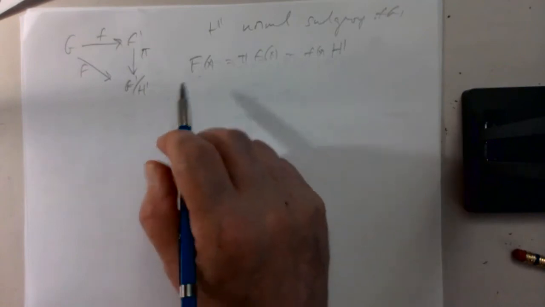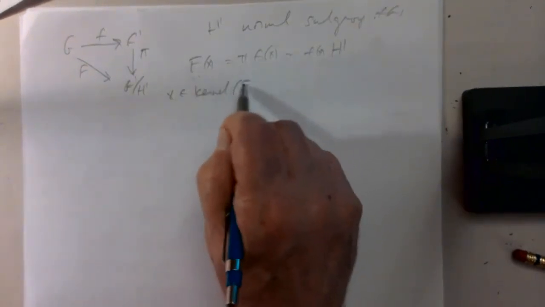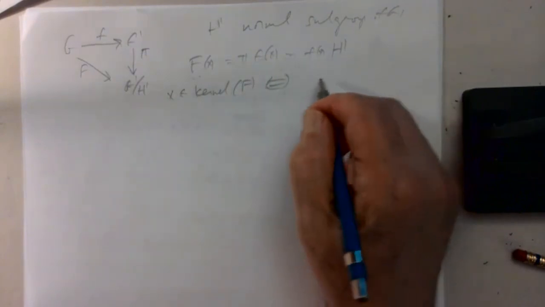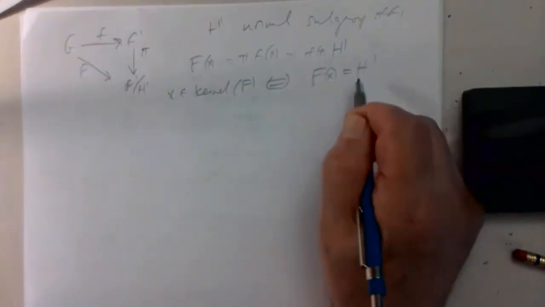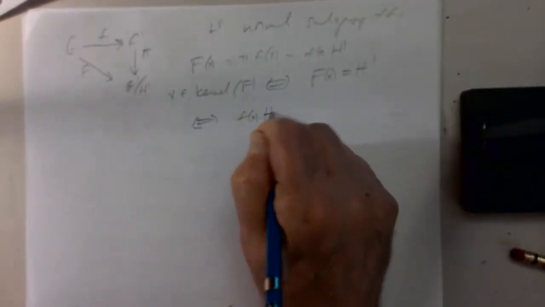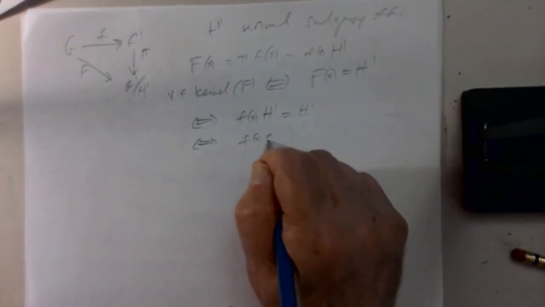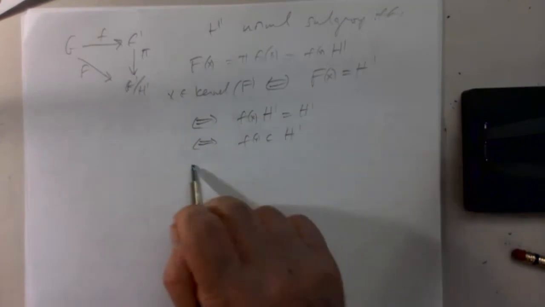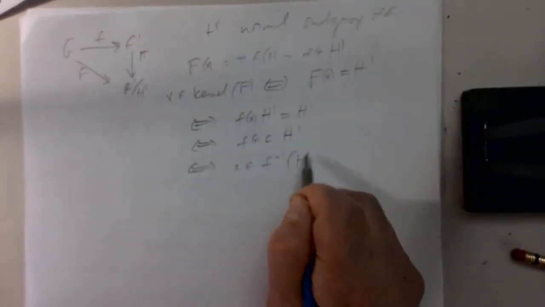And X is in the kernel of F if and only if capital F of X is equal to the identity down here, which is the coset H prime, which is the same as saying f(X)H prime equals H prime, which is the same as saying the little element f of X is in H prime, which is the same as saying X is in the inverse image of H prime.